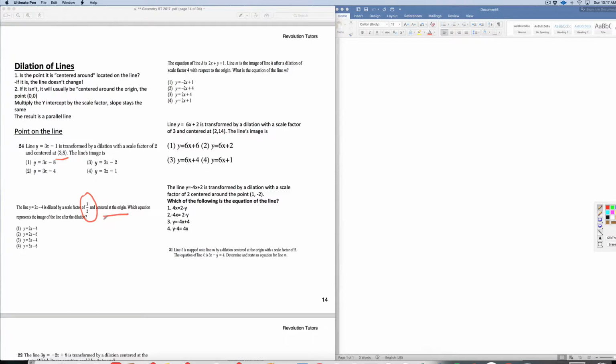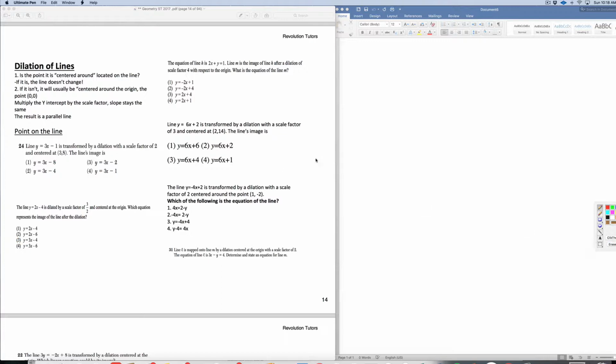Exactly, so it's pretty basic. Centered at the origin, you plug the origin in, 0, 0, you get 0 equals negative 4. Does that work? No, it doesn't. The point's not on the line. So you take 3 over 2 and multiply it by the intercept. You get negative 12 over 2, which is negative 6. So the answer is 2x minus 6. Right off the bat, anyway, in 3 and 4, the slope never changes.